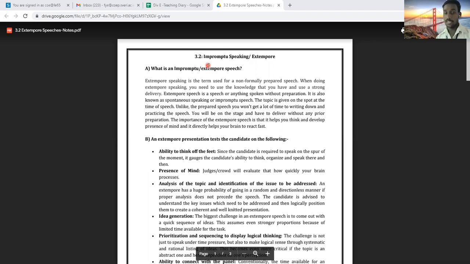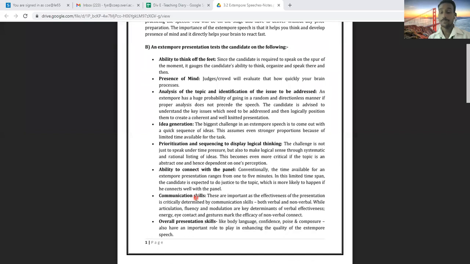How you think, your ability to think immediately, your presence of mind, how you respond, and how you generate ideas. Also how you sequence whatever points you are raising. Then the ability to connect with the panel. Usually there are some people who are observers in the panel. So you have to connect with them and understand them, and if you are speaking something and they are getting you, that will be fine. So you have to connect with this audience and this panel.